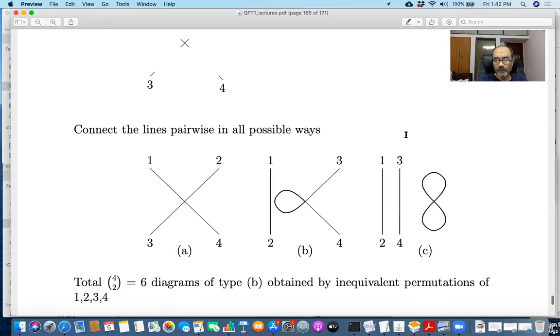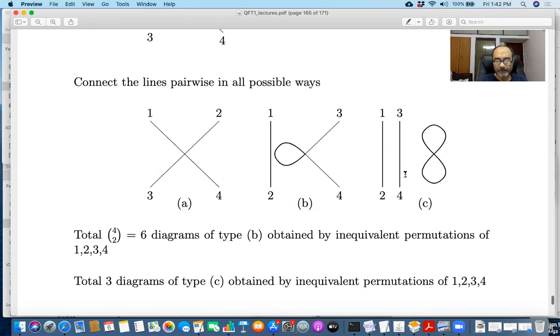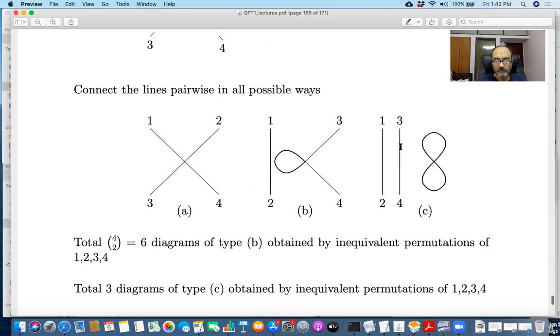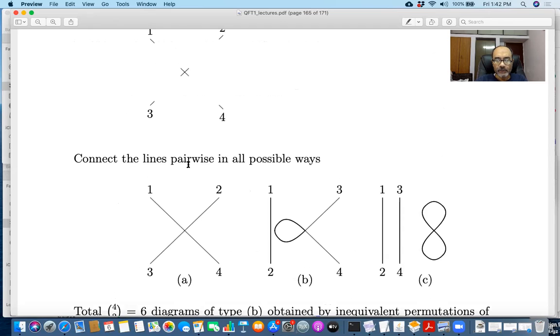Then the rest is fixed. Here there are 3 possibilities, right? Either 1 2 3 4 or 1 3 2 4 or 1 4 2 3. Okay, so there are 3 diagrams of this kind. Those have to be counted as separate diagrams because their expressions are going to be different. So is this clear how to construct these diagrams?